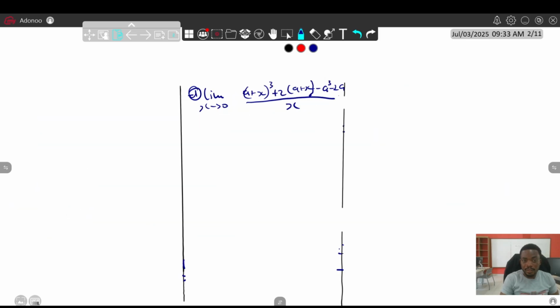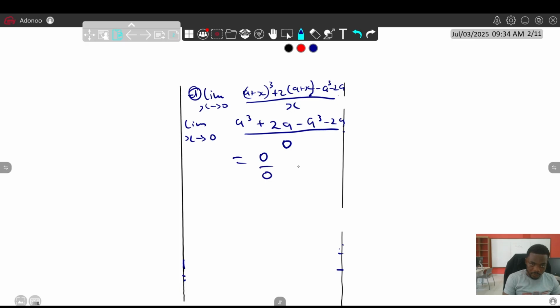So let's look at this very simple one. If we substitute 0 into the function here, we are going to be left with a cubed plus 2a minus a cubed minus 2a all over 0. And this will leave us with 0 over 0, which is indeterminate.